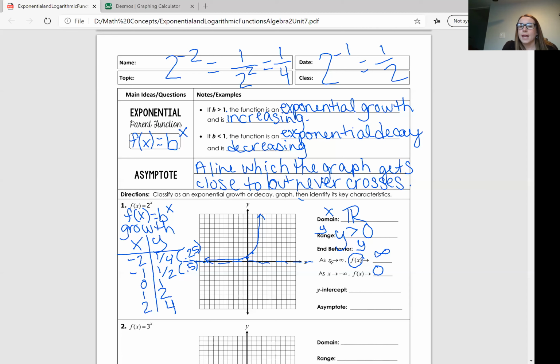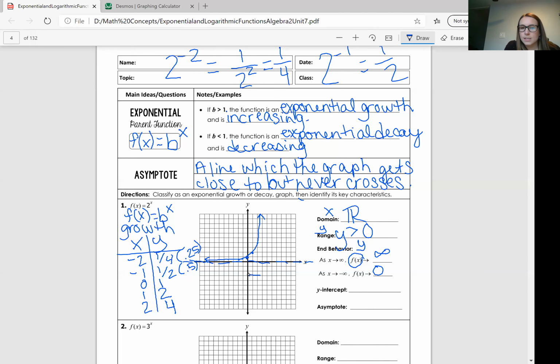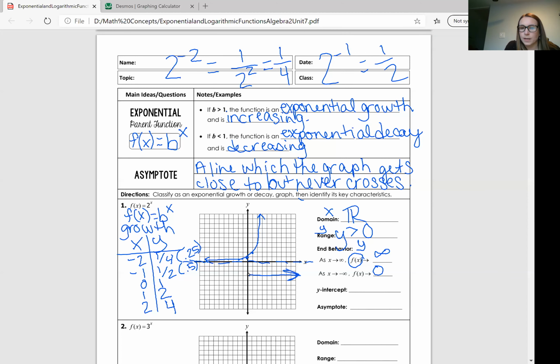All right, so again, as x is approaching infinity, so I'm going to write this, okay? You want to know what's happening to your y values, so up and down values. Those are going up, right? And it's going to continue to go up. It's going to keep going up and up and up, and it's not going to stop. So that's why it's approaching positive infinity. If you want to put a positive there, that's fine too.